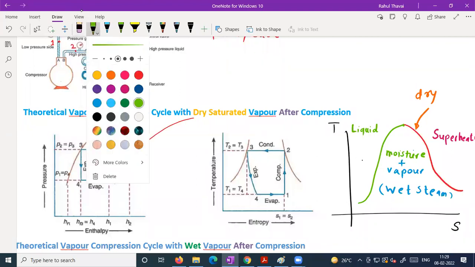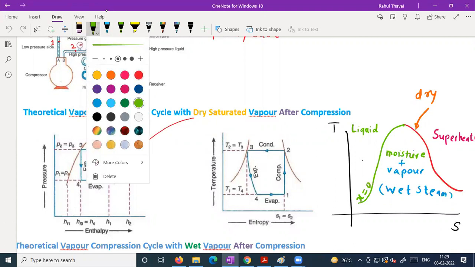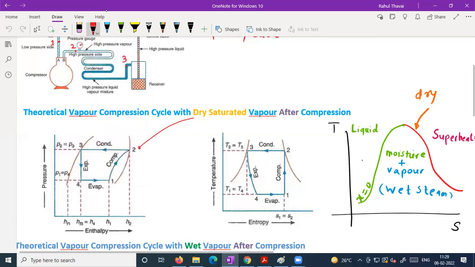When you calculate dryness fraction here on this line, it is zero. The steam is 0% dry. That means it's a complete liquid. On this green line, the value of X is zero. That means steam is 0% dry, a pure liquid, right? But when you go on the right-hand side of the dome, you will get the value of X equal to 1. What is X equal to 1? At any point on the red line, the steam is 100% dry. That is nothing but dry steam.